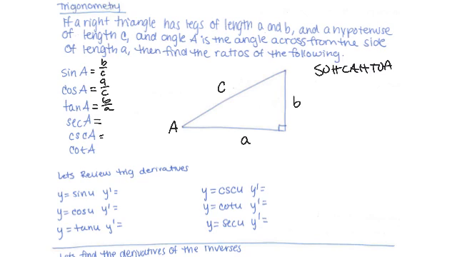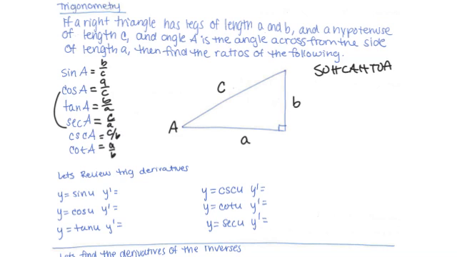Secant, cosecant, and cotangent. Remember, those are just the reciprocals. So secant goes with cosine. Secant is the reciprocal of cosine. So secant would be c over a, cosecant would be c over b, and cotangent would be a over b.